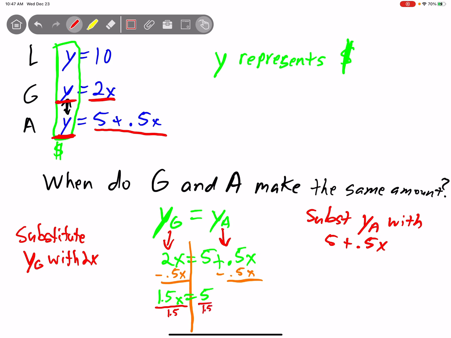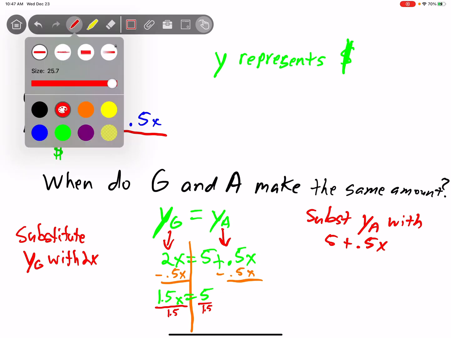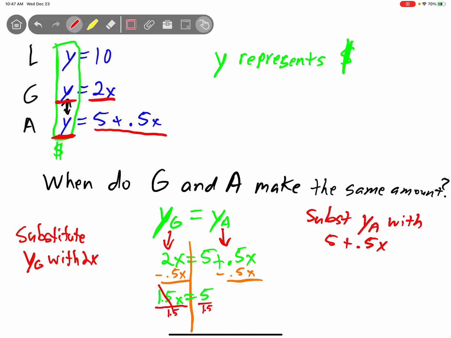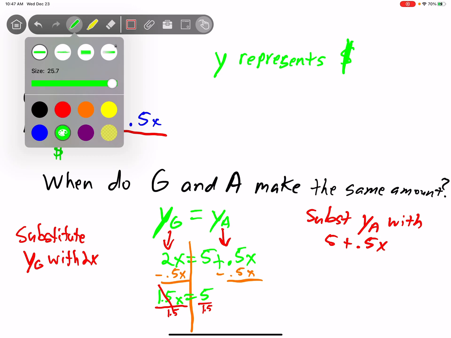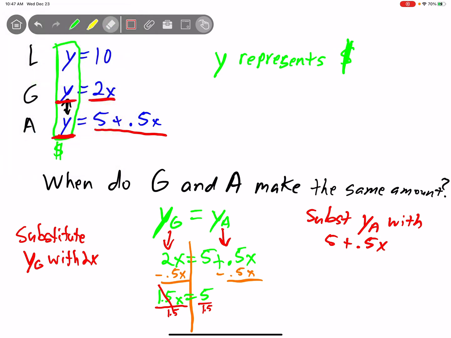And I get these to cancel out, and I'm left with x. X equals 3 1/3. That is how many miles they would each walk to make the same amount of money.